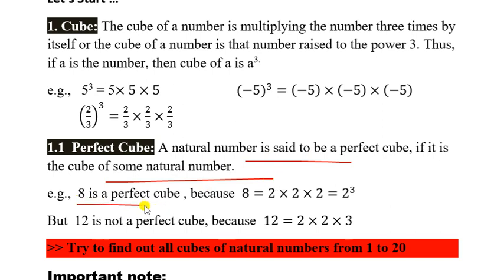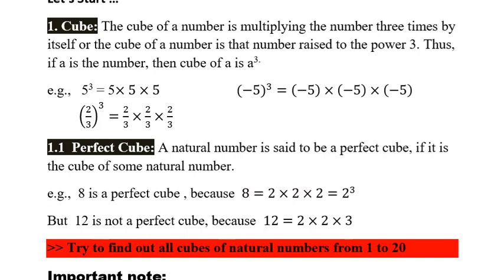I will explain with an example, then it will be easy for understanding. Suppose you are given 8. You check whether 8 is a perfect cube number or not. So first step, you have to prime factorize. You have to find all the prime factors of 8. We will get 2 into 2 into 2. How many times is 2 present? 3 times. That means we can write 2 to the power 3, and 2 to the power 3 means only 8. That means 8 is a perfect cube number because we can express 8 in cubical form, 2 to the power 3.